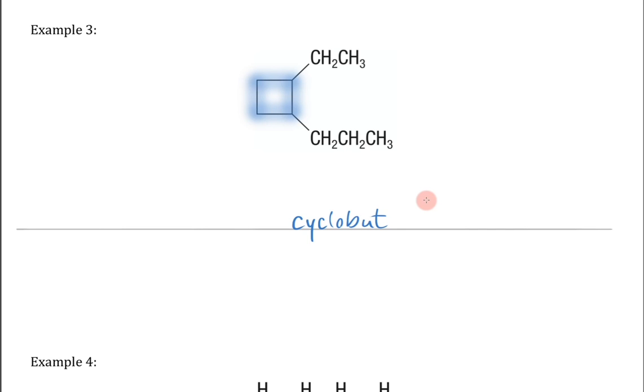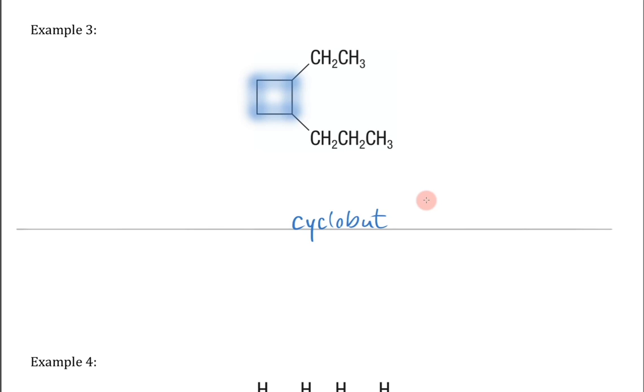Now we also have some side groups, of course, so we need to specify where those are. And so we need to number our carbon atoms. Now, this example is kind of similar to example 2 in that there's more than one way to number the carbon atoms so as to give the side groups the lowest possible numbers. Okay, so I'll show you how that works.